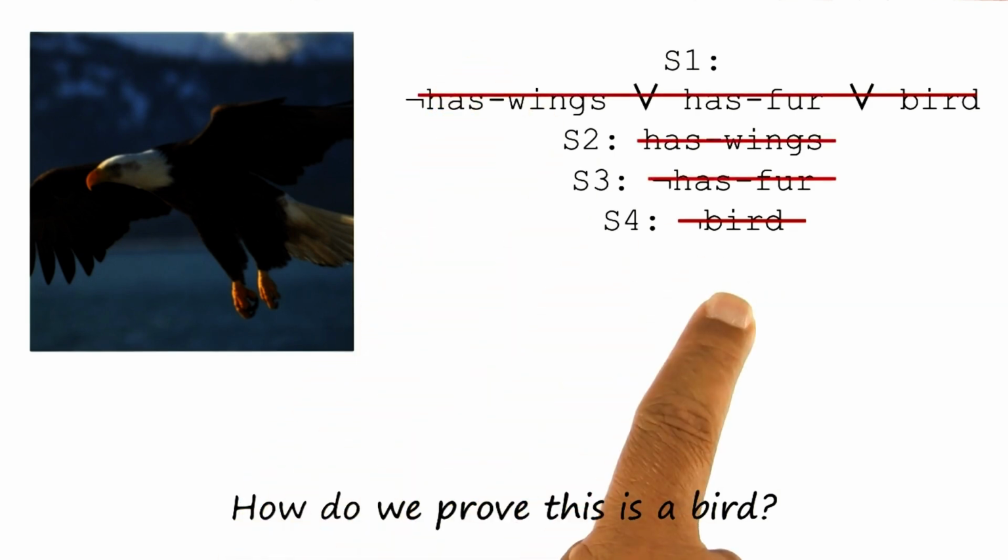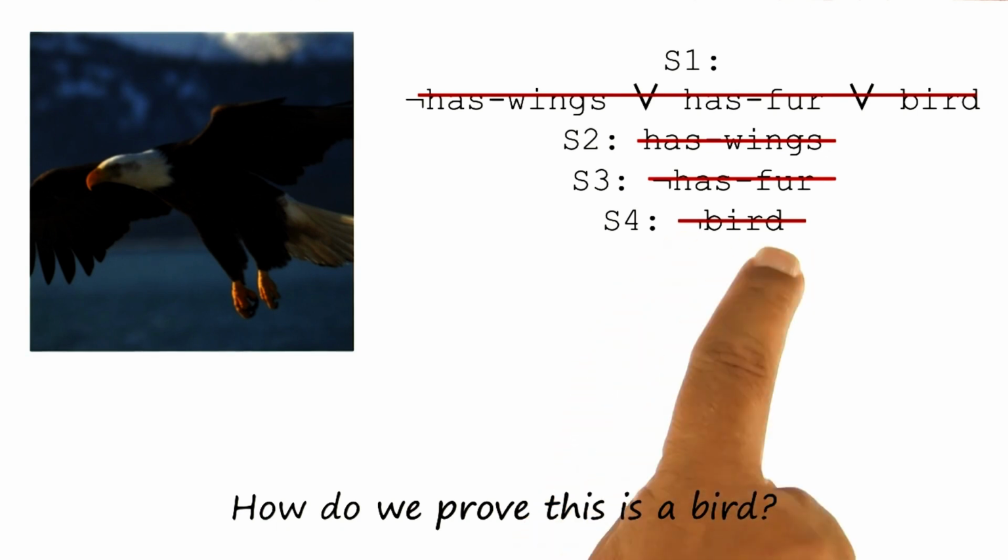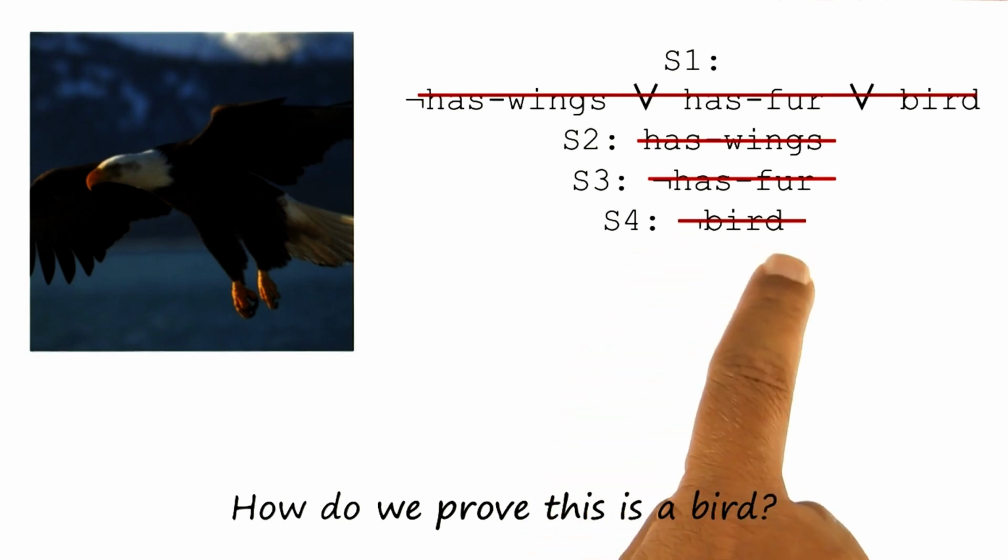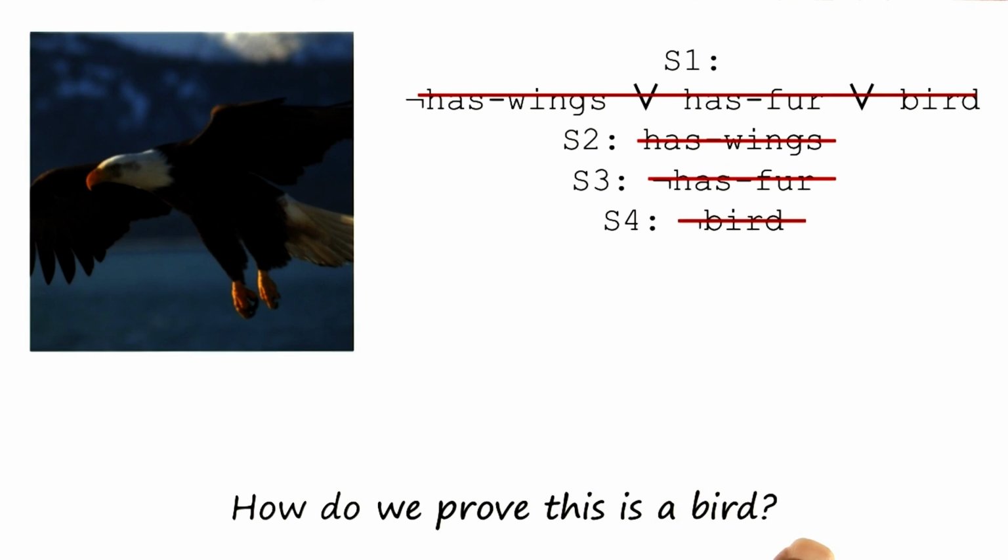At the end of this, we are left with null, which is a contradiction. Therefore, our assumption that it's not a bird is false. Therefore, it must be a bird, and the robot has just proved that this must be a bird. Note what we have done. We have mechanized parts of logic.